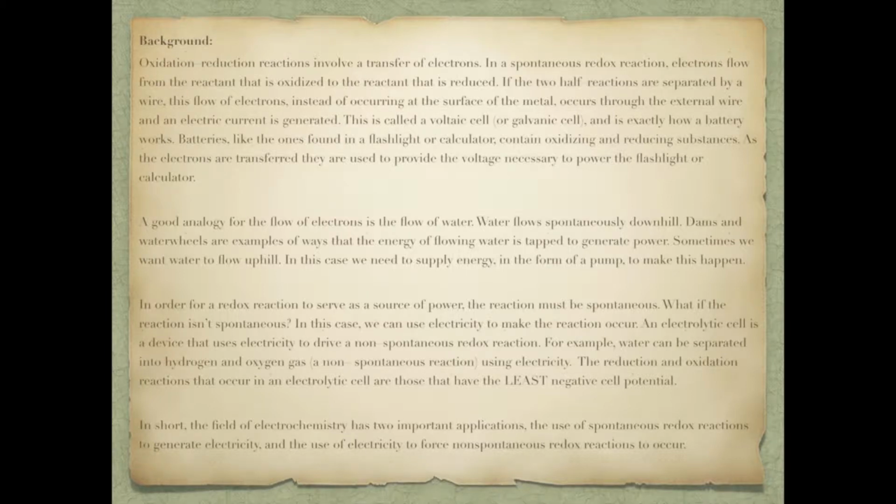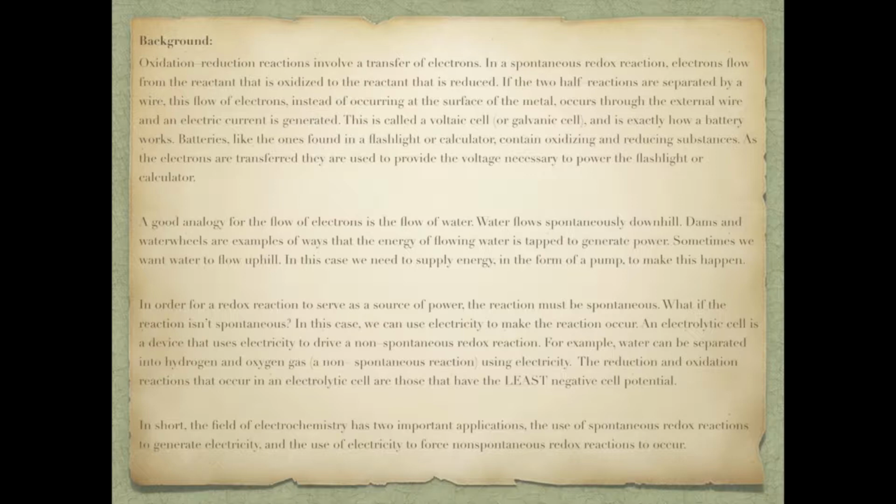In order for a redox reaction to serve as a source of power, the reaction must be spontaneous. What if the reaction isn't spontaneous? In this case, we can use electricity to make the reaction occur. That's our pump. An electrolytic cell is a device that uses electricity to drive a non-spontaneous redox reaction. For example, water can be separated into hydrogen and oxygen, a non-spontaneous reaction, using electricity. Hint, that's something we're going to do today.